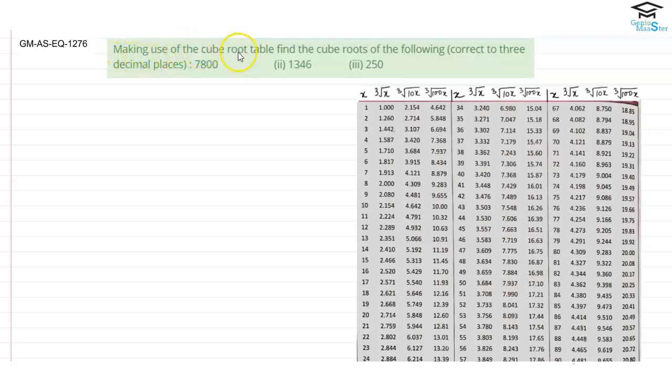The question is making use of the cube root table. Find the cube roots of the following correct to 3 decimal places. So the first number given is 7800. We can write 7800 as 100 into 78. So we will look for 78 in the table. So 78 is here. We will look for the third column, which is cube root of 100x. X here is 78. So our answer will be this.